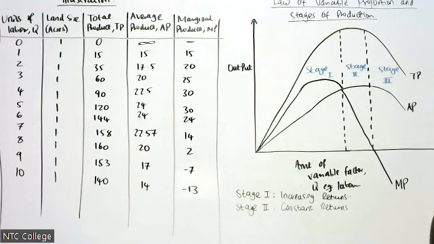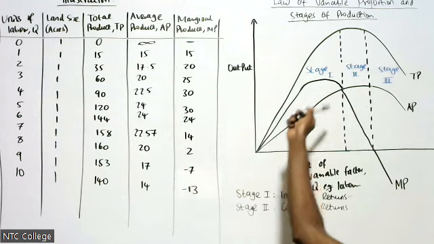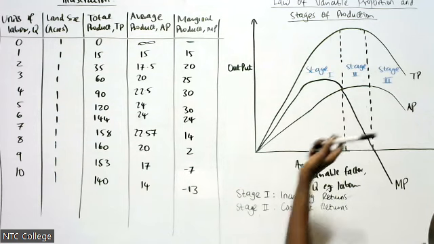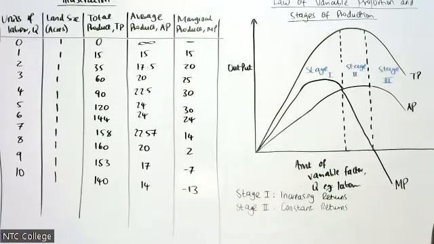Still on stage two, another statement you'd say is that when TP is at maximum, when total product is at maximum, MP will be zero, marginal product will be zero. When total product is at maximum, marginal product will be at zero. That is stage number two, the stage of constant returns.